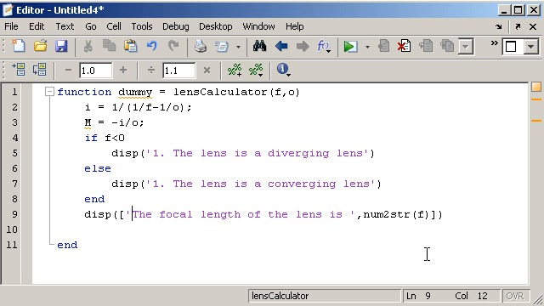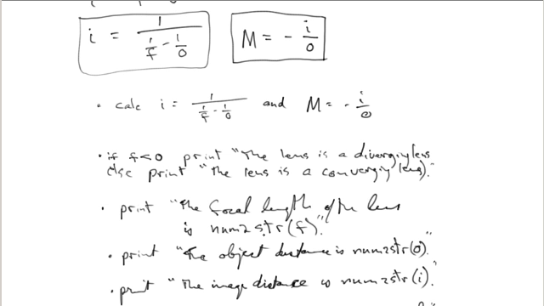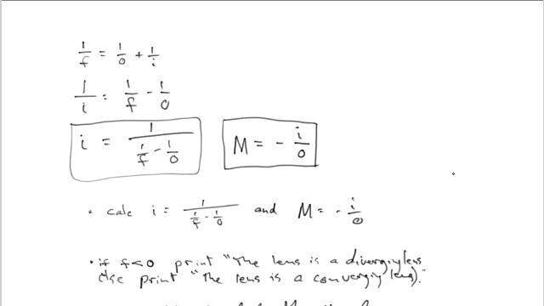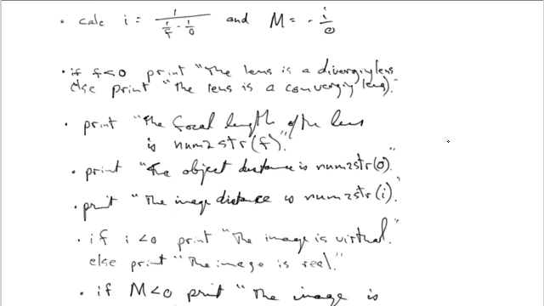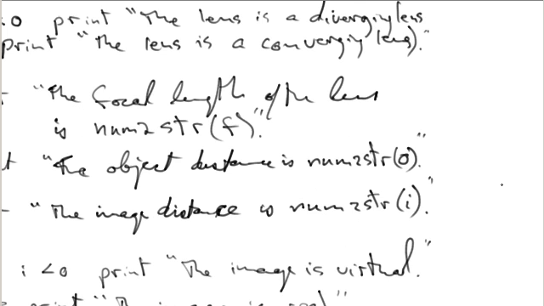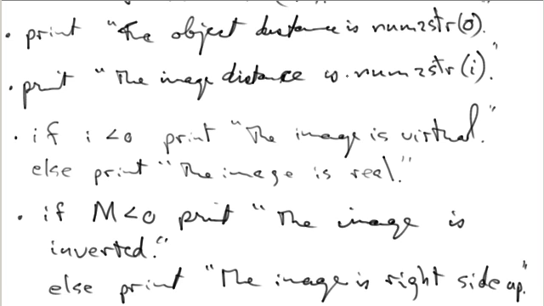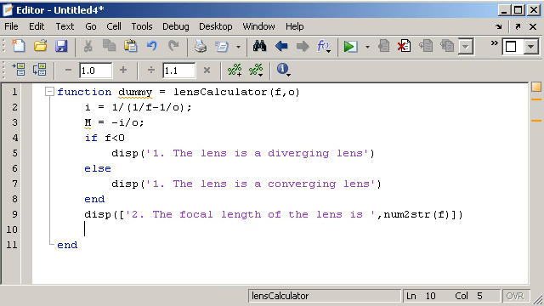That was supposed to be item 2 on my list. Next. Alrighty. So focal length the lens is, and now the object distance is num to string of O. So display to the screen, or print to the screen. This is item 3.